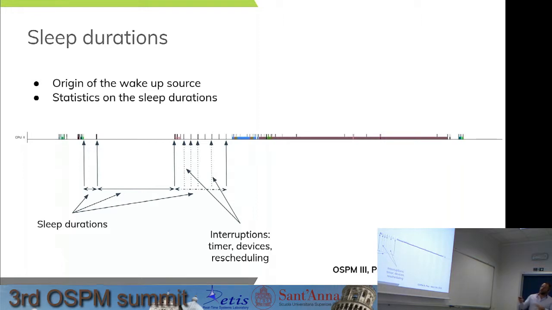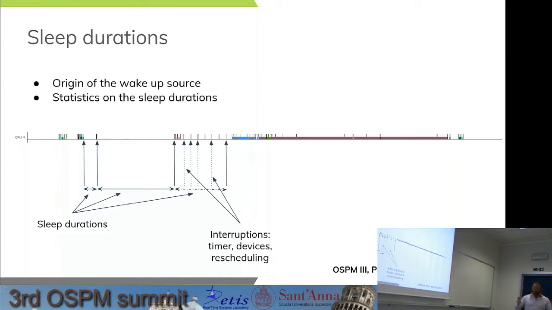So this is an illustration of the sleep durations. In this figure, we can have different situations. We can enter idle and then be woken up by a rescheduling, which means the idle task needs to reschedule and give its seat to another task. Or we can be woken up by an interrupt, which can be a timer but also an interrupt coming from a device. We do some processing, and then we go idle again, so we don't exit the idle task.